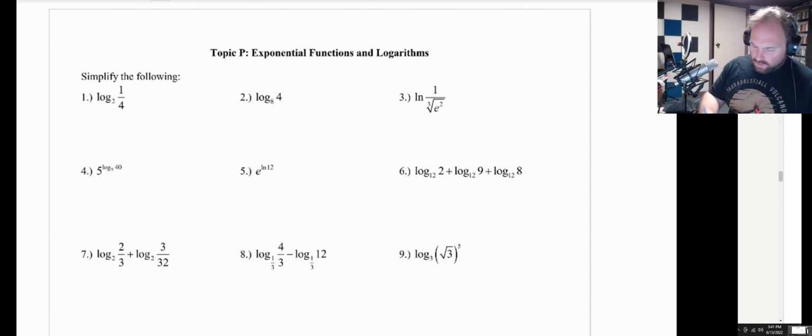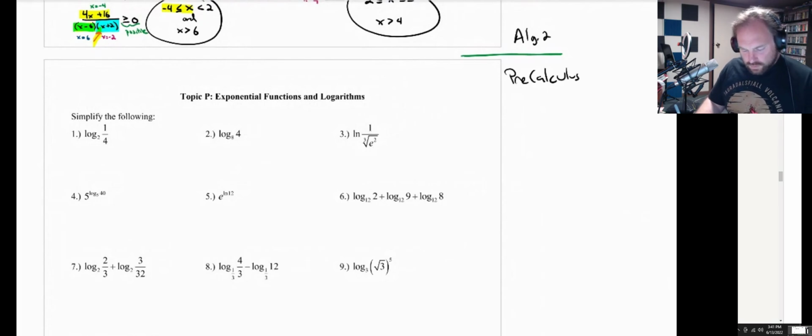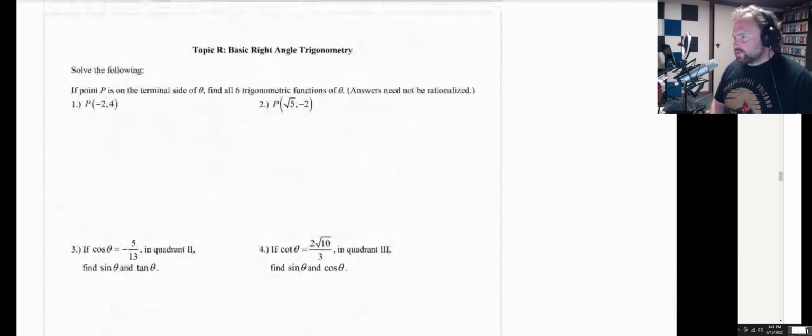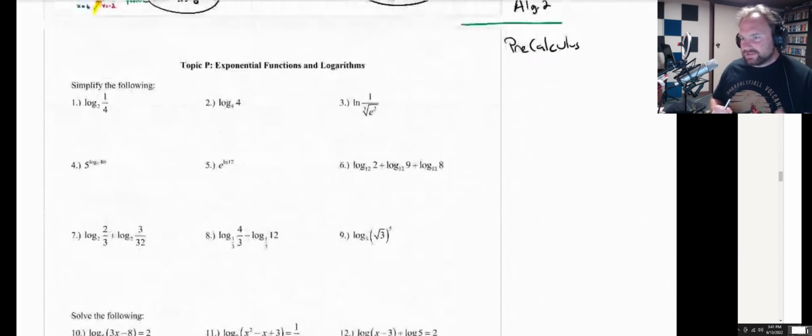Topic P. We're almost done with the packet, honestly. Actually, let me start this video by saying that from this point forward, this is where I draw the line between what I might consider an Algebra 2 topic and what I would consider a pre-calculus topic. So we have logarithms and some geometry review, but after that we enter the trigonometry realm. But I don't mean to get too off track. Let's just talk about topic P today.